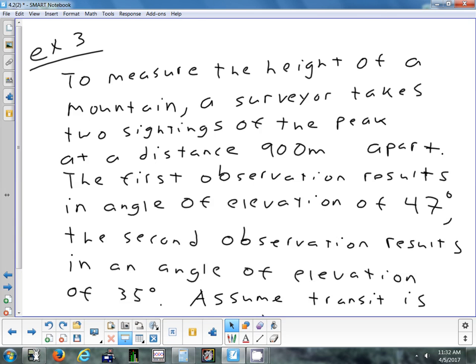Okay, so if I was going to summarize this, basically I'd say two sightings, 900 meters apart. First sighting equals 47 degrees. Second sighting equals 35 degrees. That's all you really need to write down.